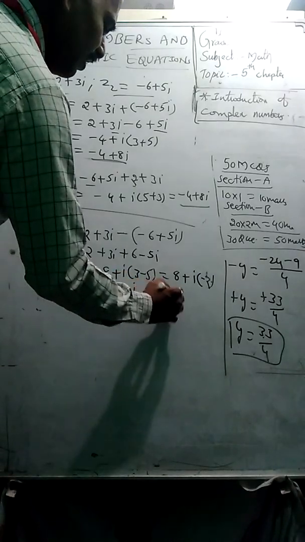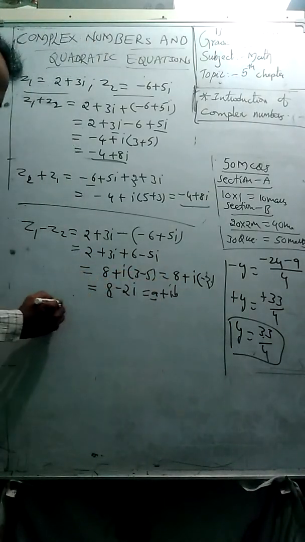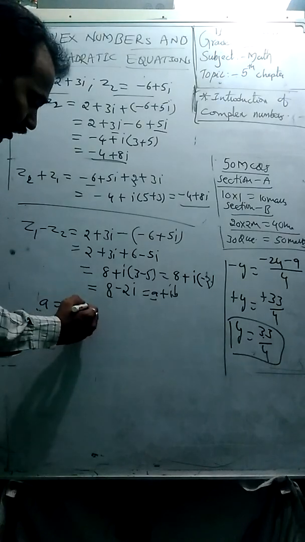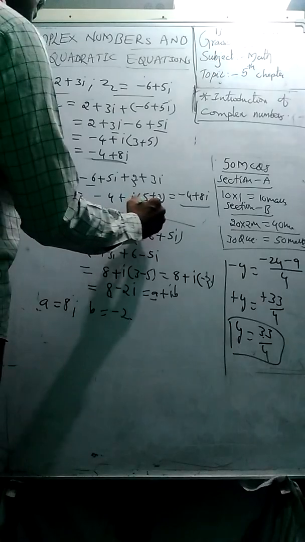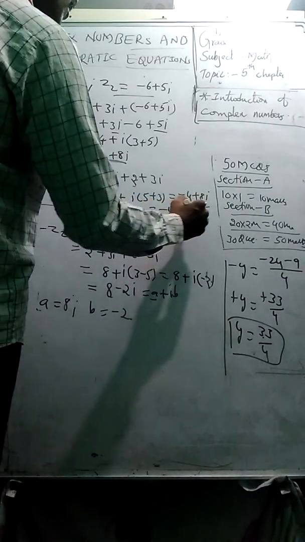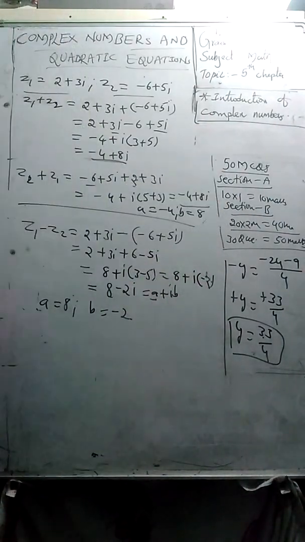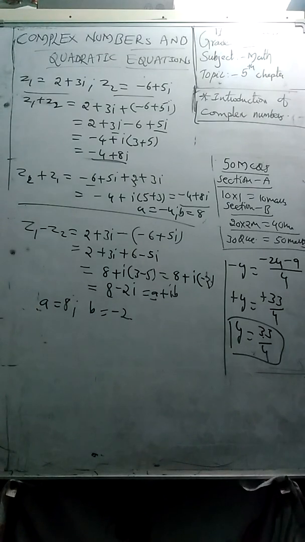When we compare with a plus ib, the real part equals 8 and the imaginary part equals minus 2. Here also we can compare. The real part is equal to minus 4 and the imaginary part is 8. This is all about difference and addition.